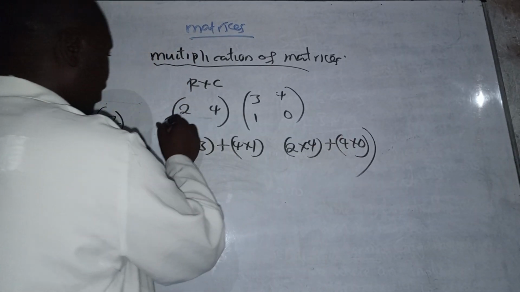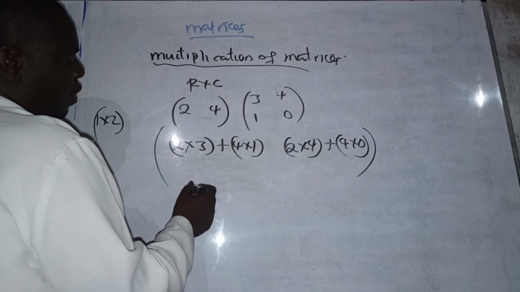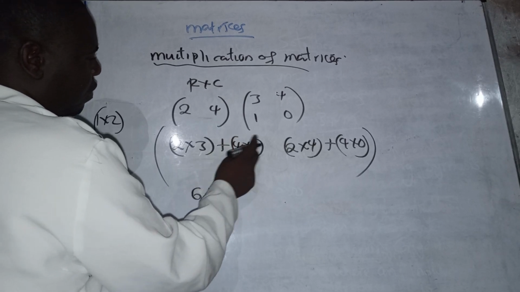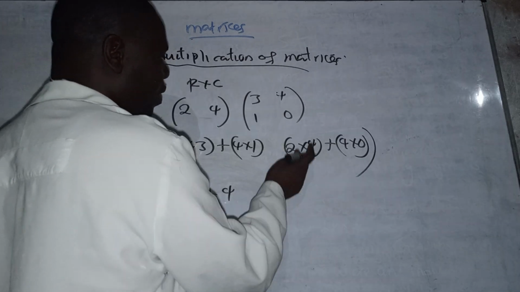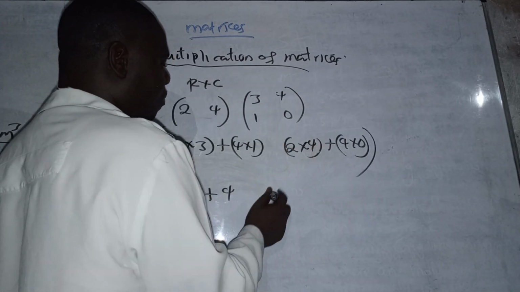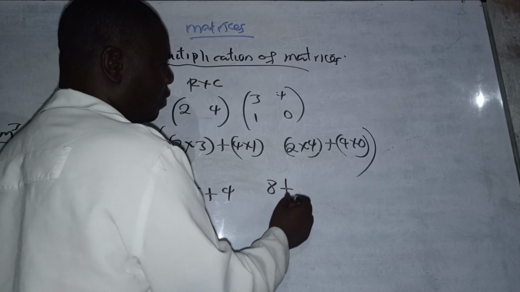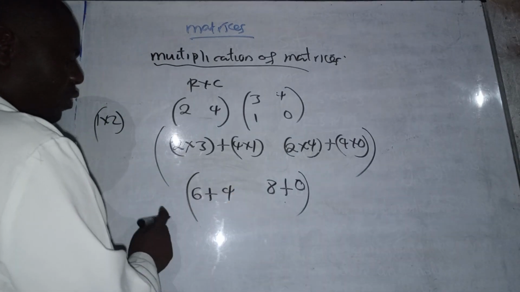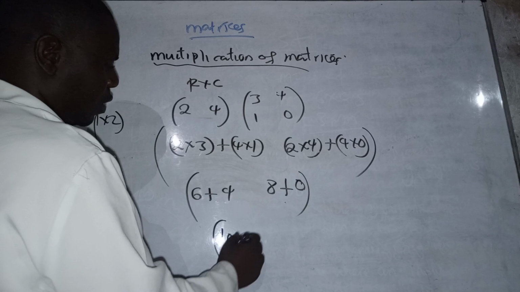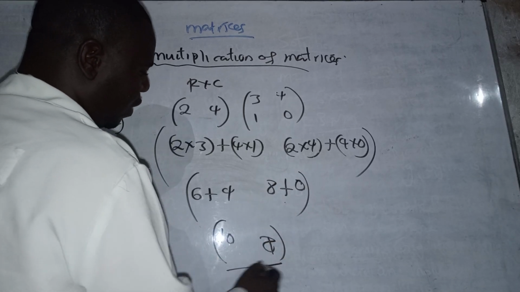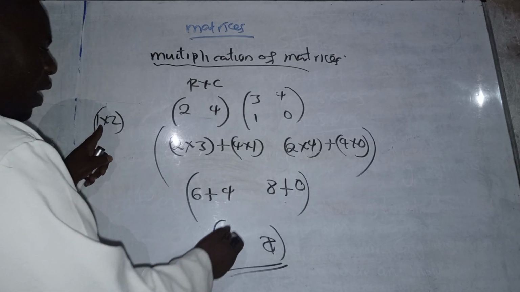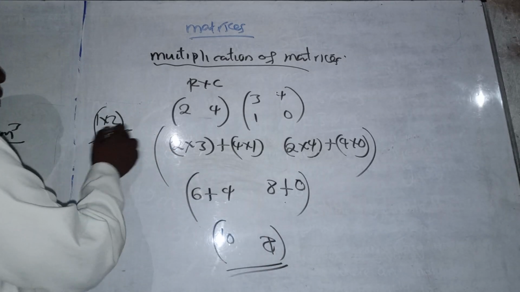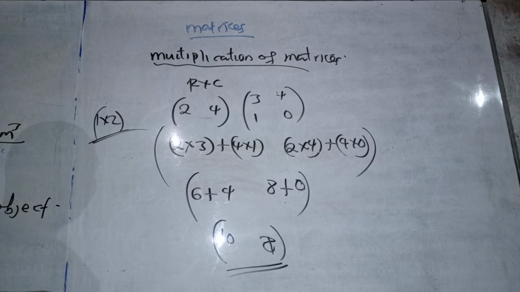So this times this, you get 6, plus this times this, you get 4. In the next space, 2 times 4 is 8, plus 4 times 0 is 0. So this plus this, you get 10, and this plus this, you get 8. This is the final answer. As you can see, we have 1 by 2 as a confirmation for the order of the final answer. This is how you're supposed to multiply the matrix. Hope it's very clear.